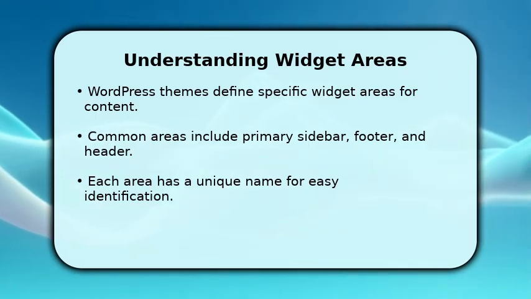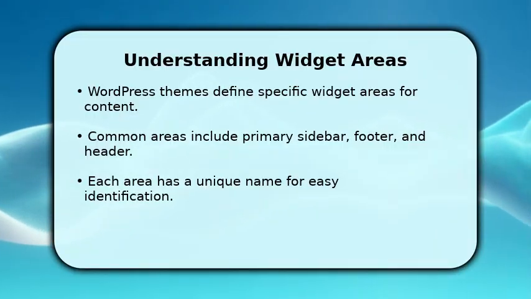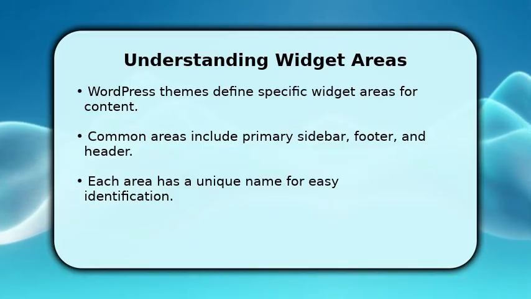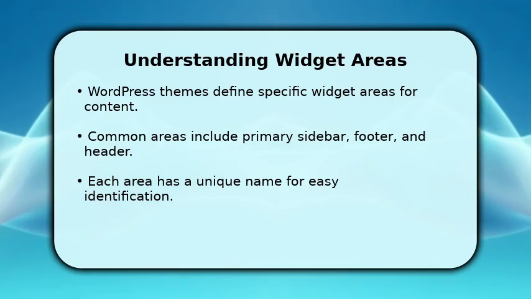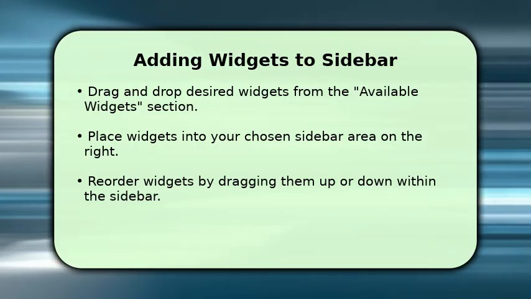These areas are predefined by your WordPress theme and represent different sections of your website where you can place content. You might see areas like Primary Sidebar, Footer Widget Area 1, or Header Widget Area. To add content to your sidebar, simply choose a widget from the available widgets list on the left. For example, you could select a text widget, a recent posts widget, or a search widget.